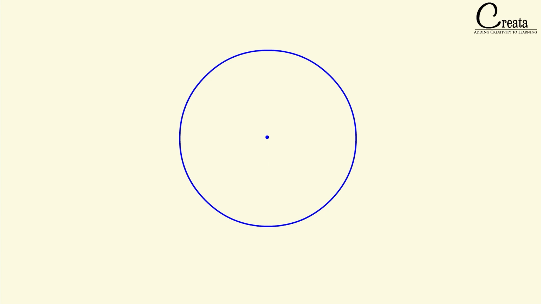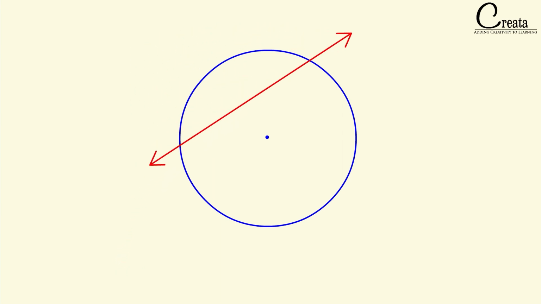Let's also understand the intersection of the circle with a line segment. We will take three cases. In the first case, we have a line segment which is just passing by the circle. This line segment is not intersecting with the circle. This is called a non-intersecting line. No intersection is there.